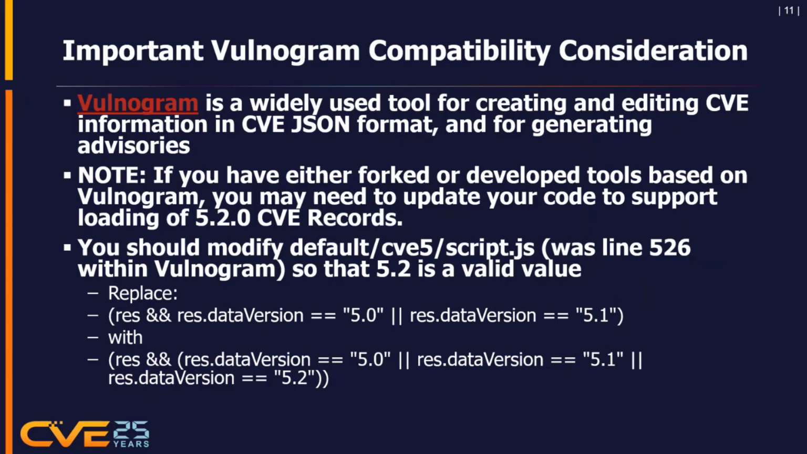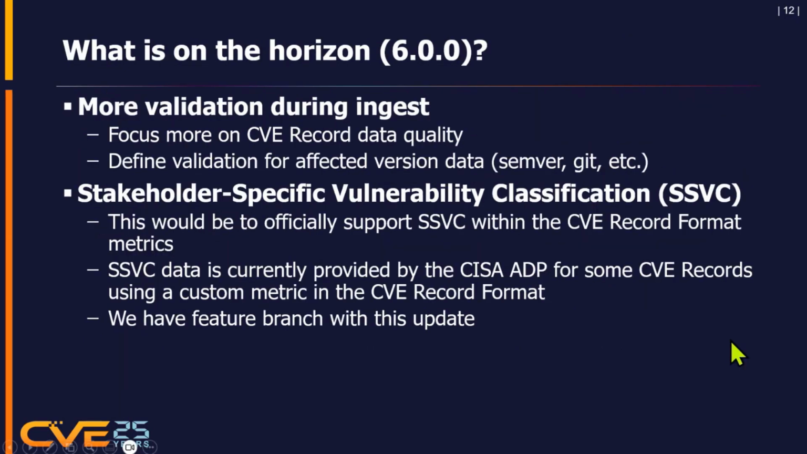But if you have forked that code and do your own thing with it, have your own tool or your own instance, you need to update. I think in the original code it was line 526 to include 5.2.0 as an acceptable data version. Otherwise, you'll get a message in regards to that. Yeah, it was line 526 in script.js. So it's in the slides. We'll get these slides out after the meeting.